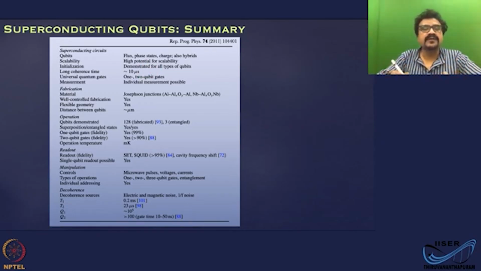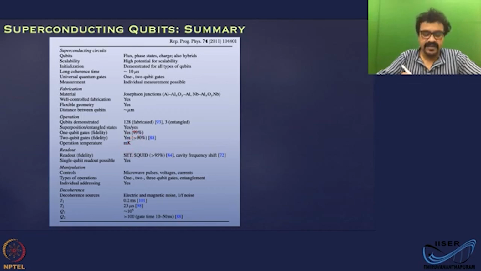Okay. Universal quantum gates have been demonstrated. And mainly it's very easy to fabricate because most of them are simple aluminum oxide, aluminum junction systems. Okay. And fabrication is well controlled, and the distance between the qubits is actually a micrometer, which is easy to fabricate. Okay, so many-qubit systems have been demonstrated with good fidelity, but the operation range is in millikelvin again.